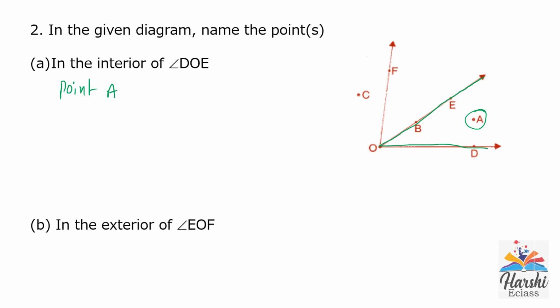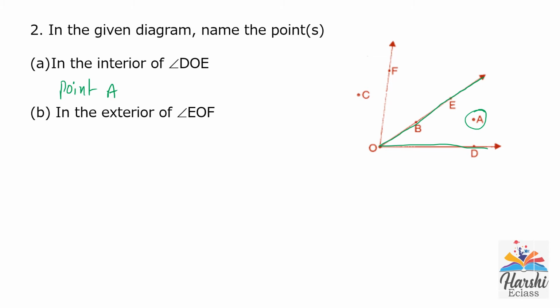B1. In the exterior of angle EOF. Exterior means outside. The outside points are point C, point A, and point D. Three points are there: point C, A and D.